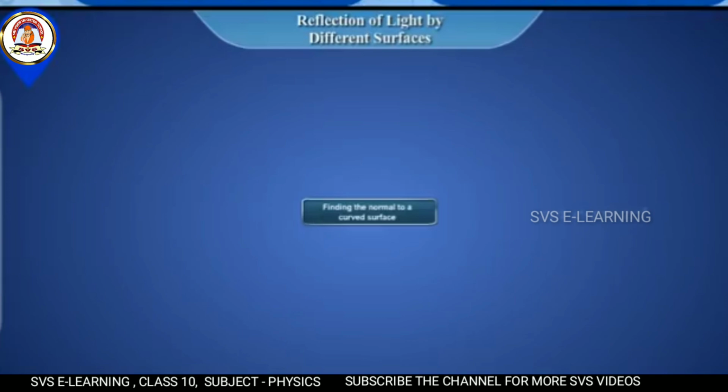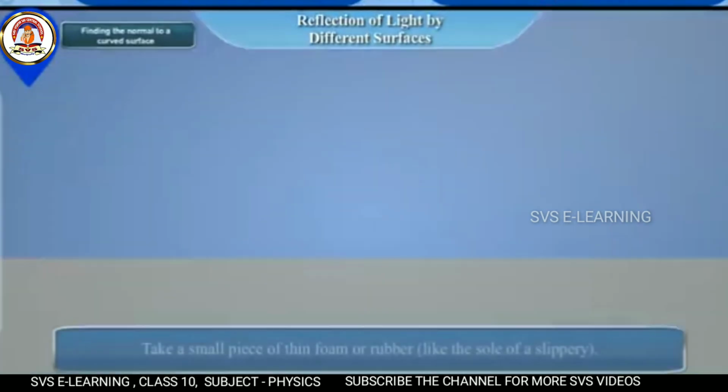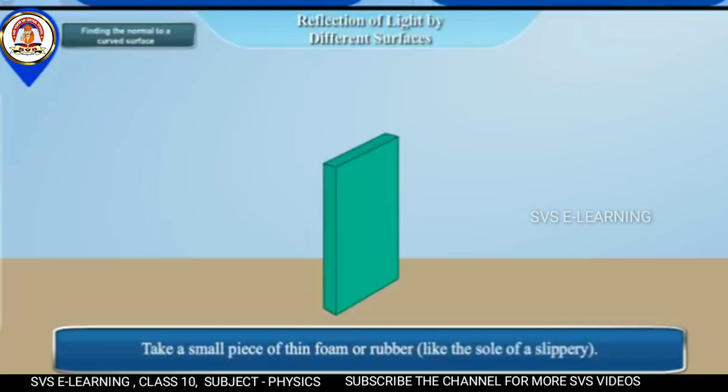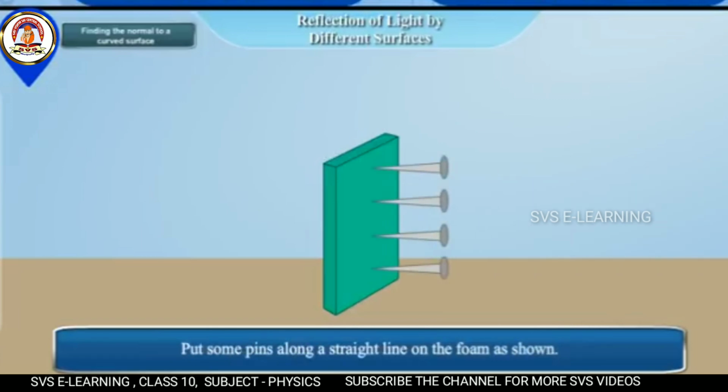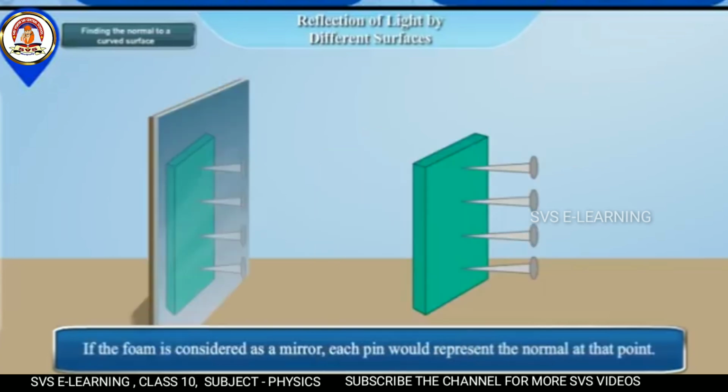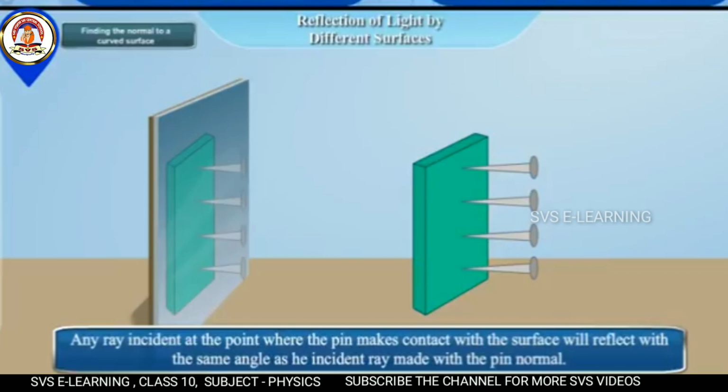Finding the normal to a curved surface. Take a small piece of thin foam or rubber. Put some pins along a straight line on the foam as shown. All these pins are perpendicular to the plane of foam. If the foam is considered as a mirror, each pin would represent the normal at that point. Any ray incident at the point where the pin makes contact with the surface will reflect with the same angle as the incident ray made with the pin normal.